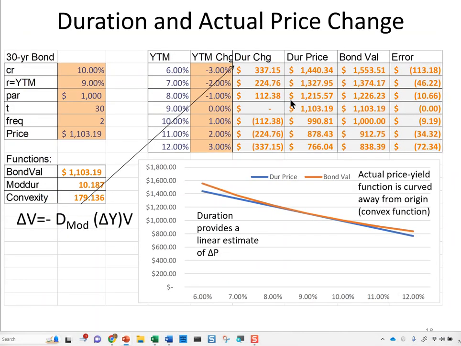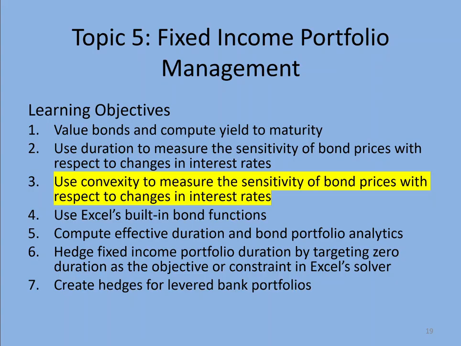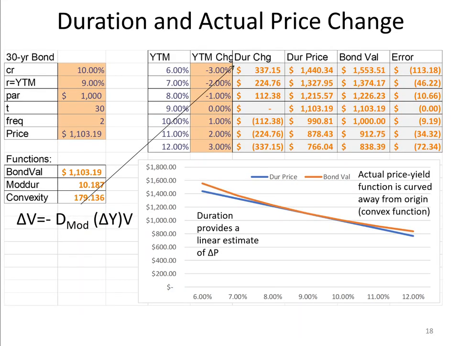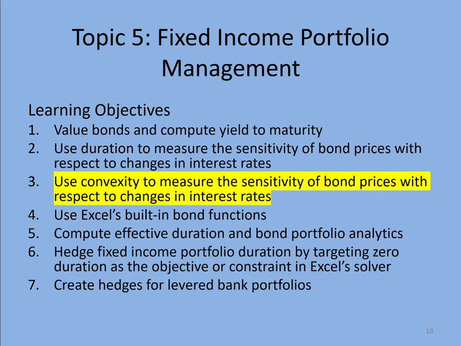So that's what this next slide talks about, what this actually talks about here is the actual price-yield relationship is curved away from the origin, which is convex, and we get these pricing errors. But don't worry, we can correct those pricing errors with something called convexity, which is our next section.